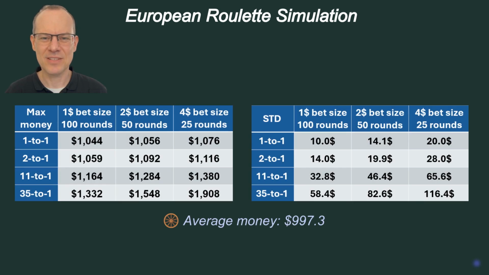Next, we experimented with different bet types and sizes. We fixed the number of rounds by the bet size, so the expected return will be the same in all cases, minus $2.7. Take a look at the two tables in front of you. One shows the maximum money reached in each case, and the other displays the standard deviation of the returns. It's fascinating to see how the data aligns. Higher risk consistently results in greater volatility in returns.